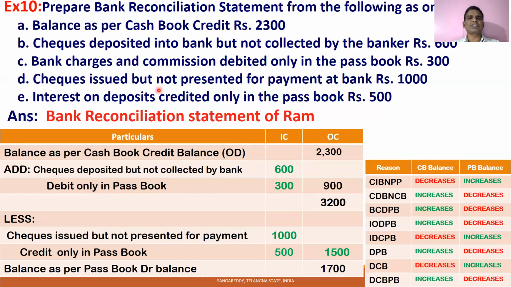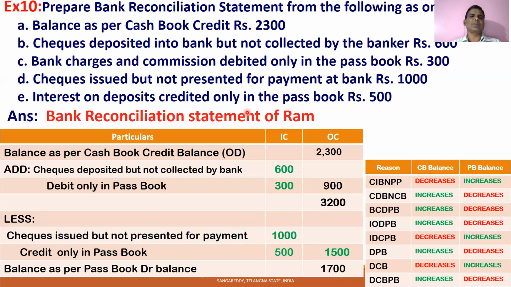Third point, checks issued but not presented for payment. When a check is issued, we credit the cash book, so cash book decreases. As cash book decreases, and with an OD balance, we have to less.